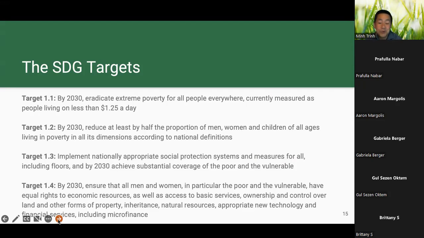For instance, target 1.1: by 2030, eradicate extreme poverty, meaning the people who earn less than $1.25 a day, right? So this is your wish, right? That doesn't really tell you how to do it. Target 1.4: by 2030, ensure that all men and women, in particular the poor and the vulnerable, have equal rights to economic resources. This is the kind of thing that they should do if the world was perfect and so on. So these are the kinds of targets that they have. I don't know if all of them are helpful or not.